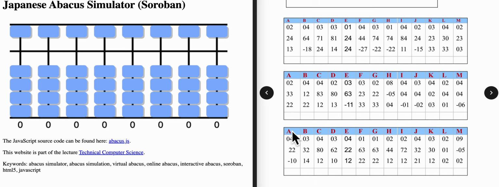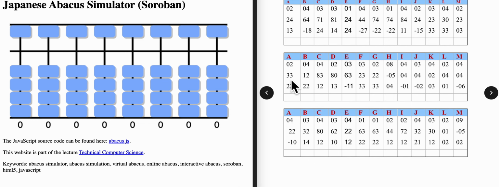Now let's see this problem. Are you able to see it here? This one. 2, 33. 3 here, 3. Do you have enough beads to add here for plus 3? No. Plus 3 equals minus 2 plus 5. Now 22. 2 here, 2 here. Is there enough beads to add? No. So what is the equation for plus 2? Plus 2 equals minus 3 plus 5. Then this is done.